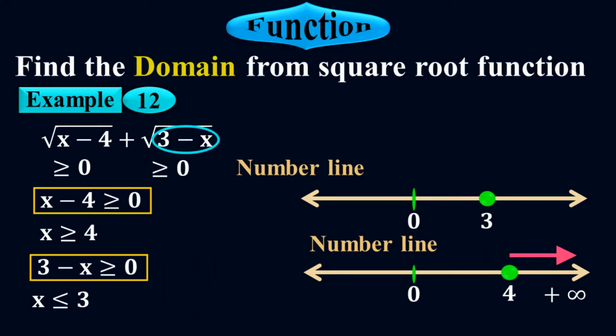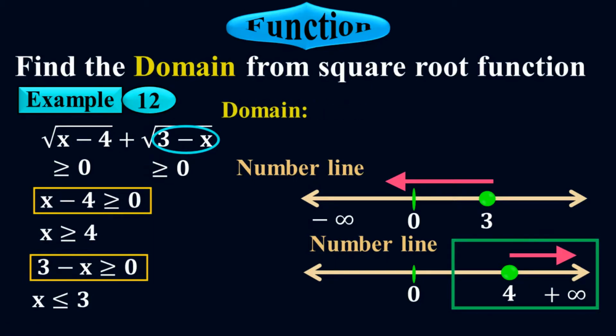This filled circle is because of this equality sign. This bar shows the equality sign. So 4 has been included. This filled circle is also because of this equality sign. There is an equal bar. So 3 has been included. I have 2 number lines for 2 square roots. And now the question is, what will be the domain for this function? That's the real question, to find the domain.